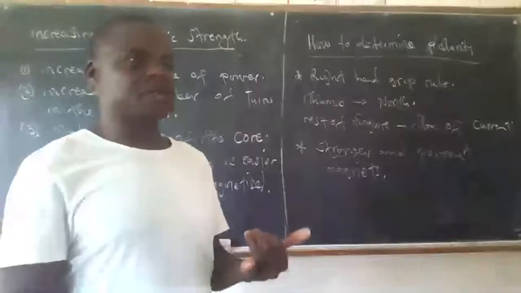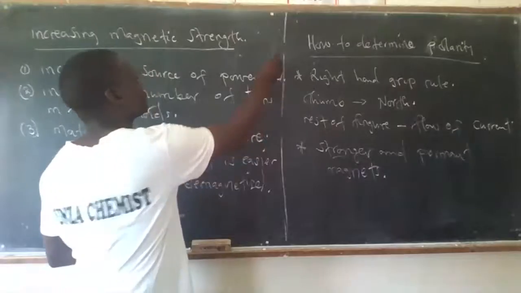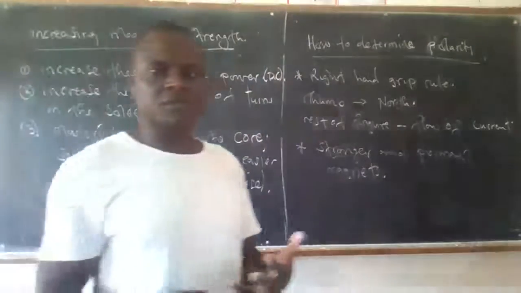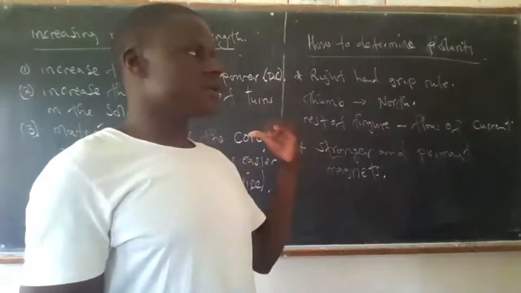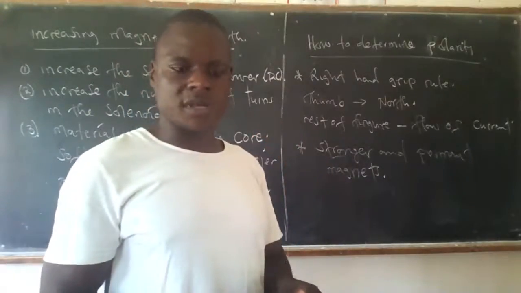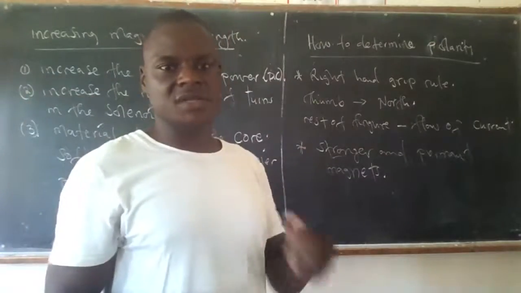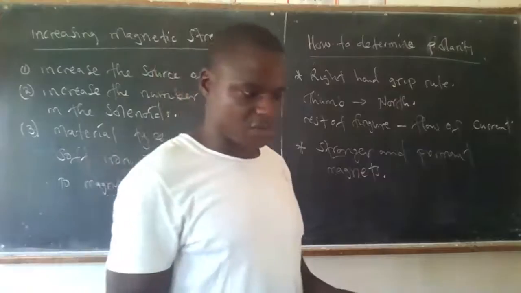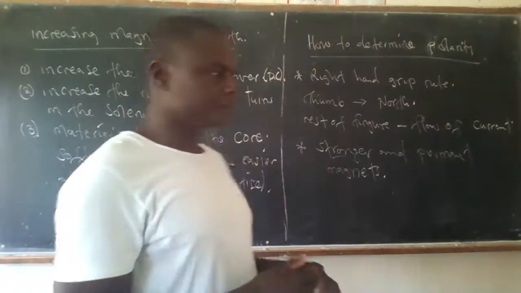So these are the things. One, increase the power supply, and of course the power is supposed to be DC. Two, the number of turns matters. Then the other thing is the type of core that you use, and in most cases, if not all the time, they use a soft iron core, because iron is easy to magnetize and easy to demagnetize.